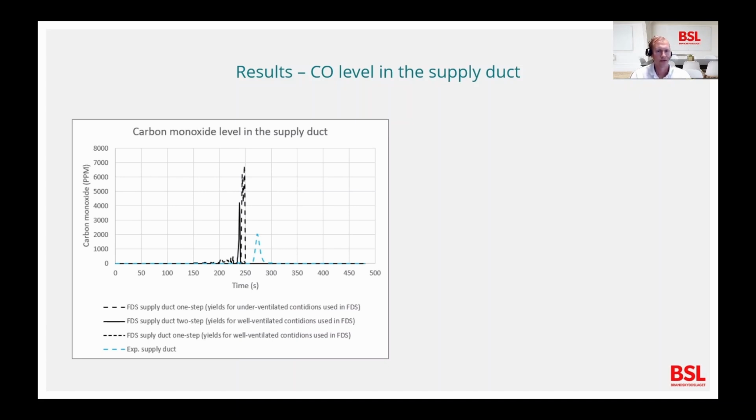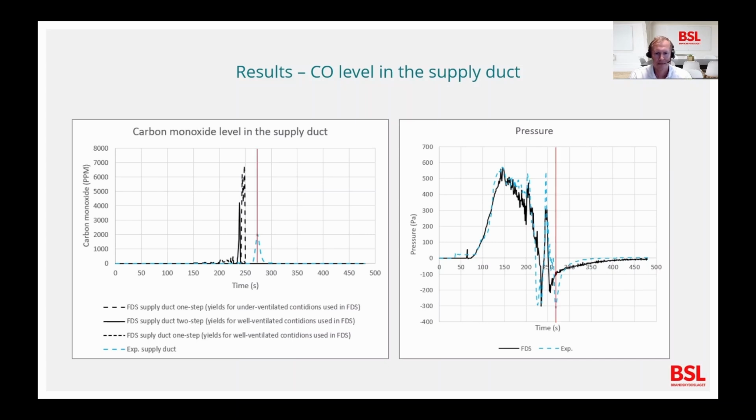And as you can see, there's a small time difference between the peaks in FDS and in the experiments. And this difference occurs in all studied scenarios. A probable explanation is that the gas in the experiments passed through drying equipment before analysis, which meant that there was a certain time lag before analysis was done.